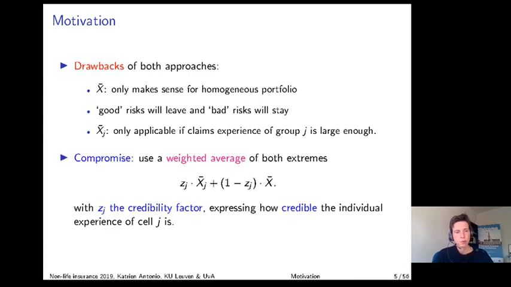As a compromise, a credibility estimator is a weighted average of both extreme positions. Here, Z_j is the credibility factor. It expresses how credible the experience in cell j is. With Z_j equal to 1, cell or contract j gets full credibility, and with Z_j equal to 0, no credibility is attached to the experience of cell j, and the overall average X bar will be used.